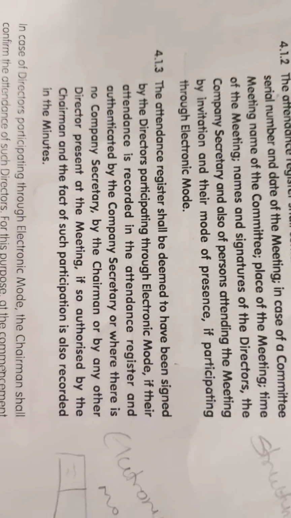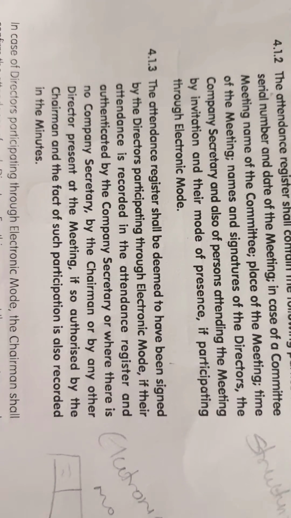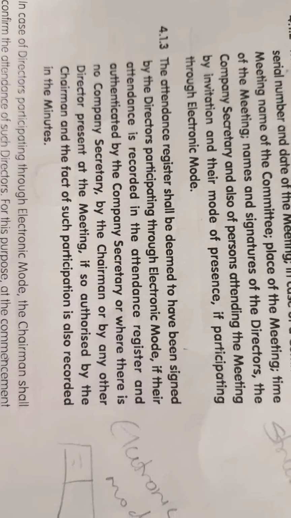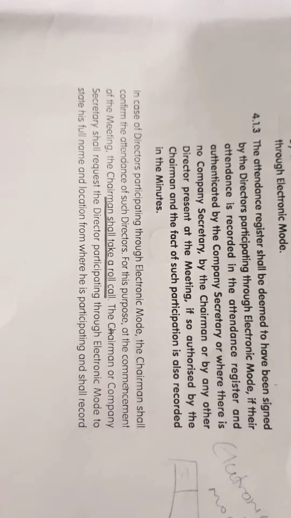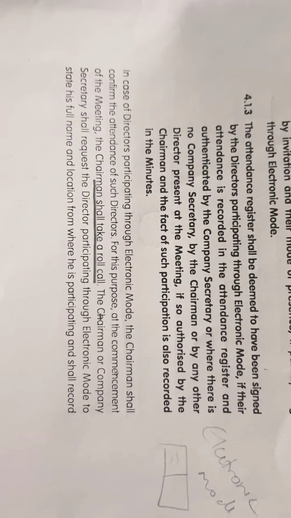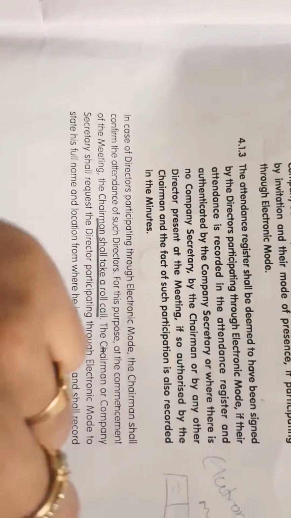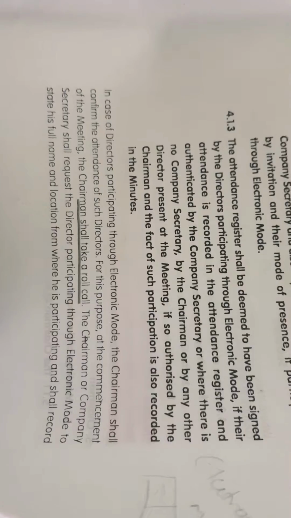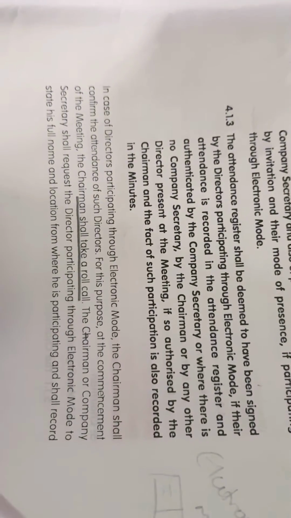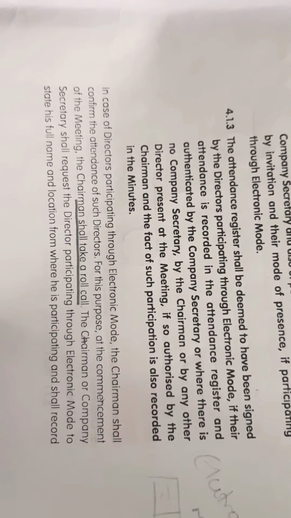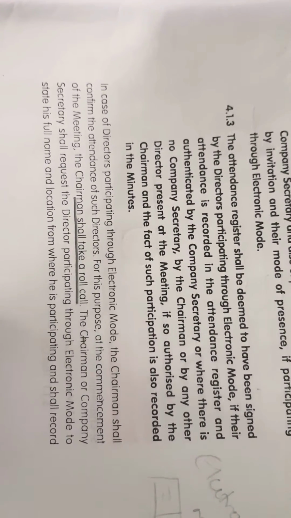Even the electronic record should be maintained and should be authenticated by the CS, or if there is no CS, by the chairman, or by any other director if he is authorized. And when directors are participating through electronic mode, the chairman shall take a roll call of who is present, requesting the directors present through electronic mode to state their full name and location.